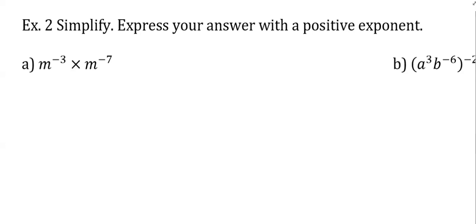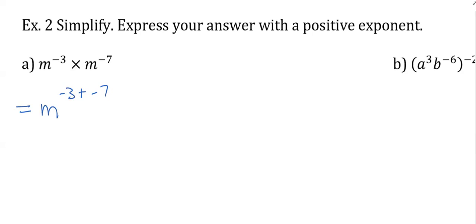Again, you don't have to show so many steps, but I'm going to show some extra steps as we go through this just to make sure that we understand why we're doing what we're doing. What do I do when I multiply powers with the same base? Because that's what I have. I have m to the negative 3 times m to the negative 7, same base. Add the exponents. So this is going to be equal to m to the negative 3 plus negative 7.